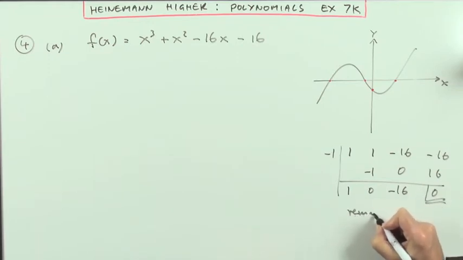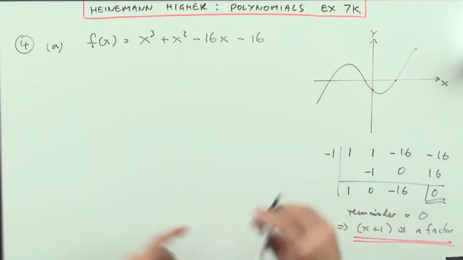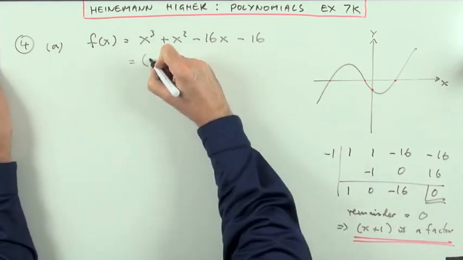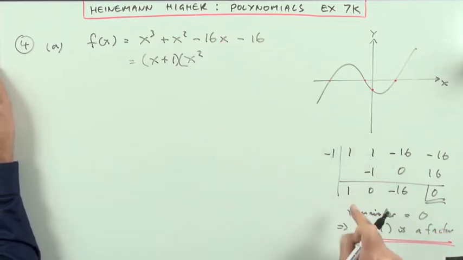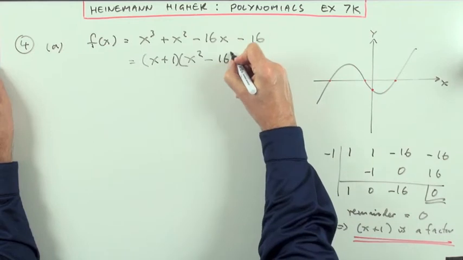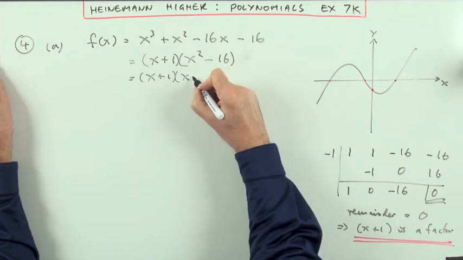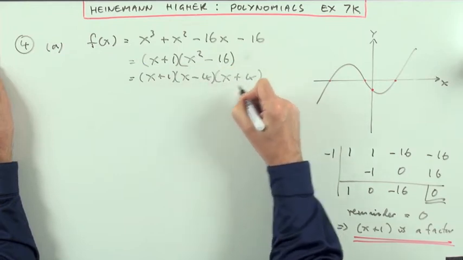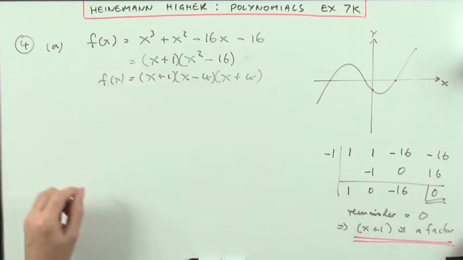Maybe I should make a statement since it's a higher question. The remainder is 0, which means that x plus 1 is a factor. That's the justification for what follows. So that means it should be equal to x plus 1, the remainder was 0, so that's the quotient. So the remaining factor is x squared plus no x minus 16, which then equals x plus 1 times difference of 2 squares, x minus 4, x plus 4. That was the first part. Factorise f of x. That's it done.